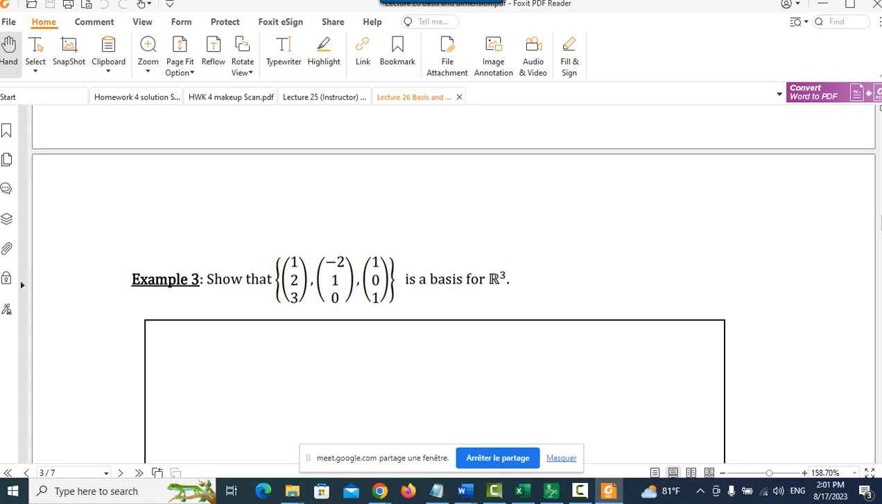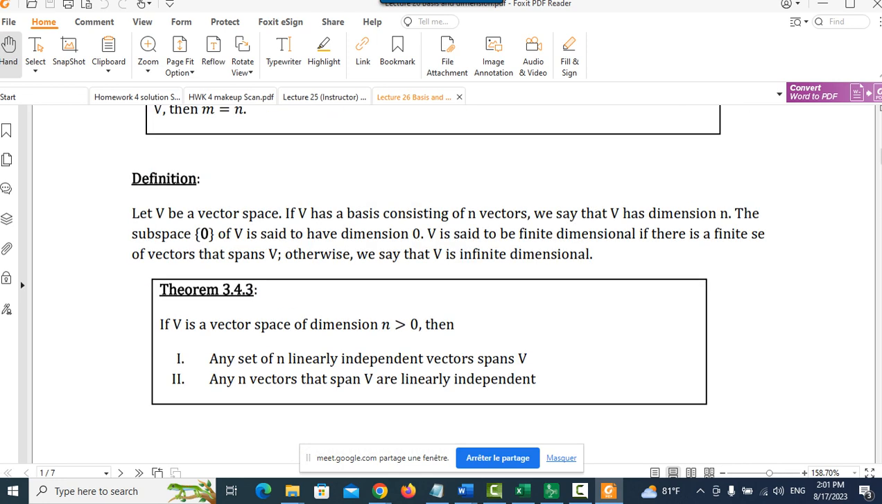And vice versa, if you have n vectors, remember the number n has to match the dimension, not 4, not 5, the same number of vectors as the dimension. Going back to the exercise that I have, any 3 vectors that span V are linearly independent. So let me try to summarize again.